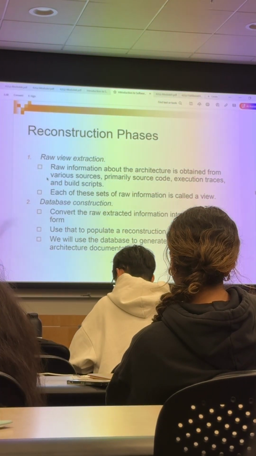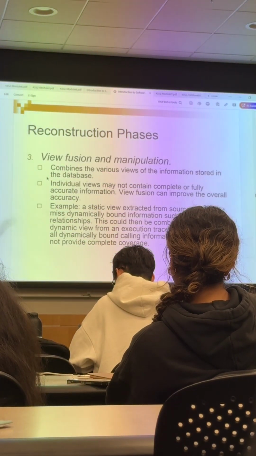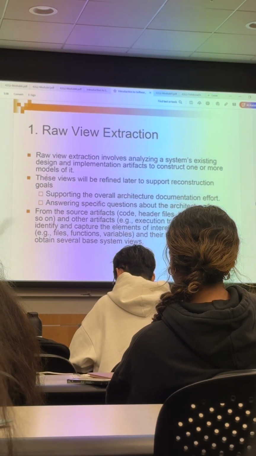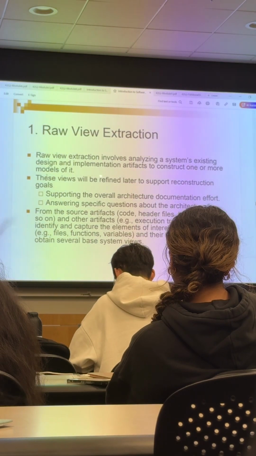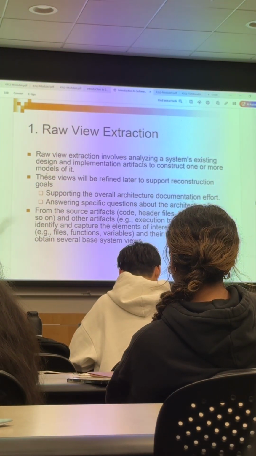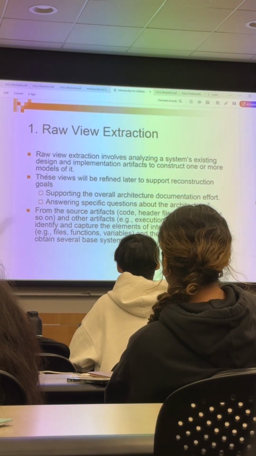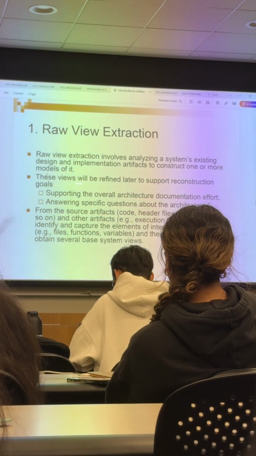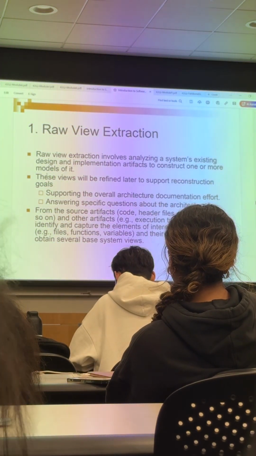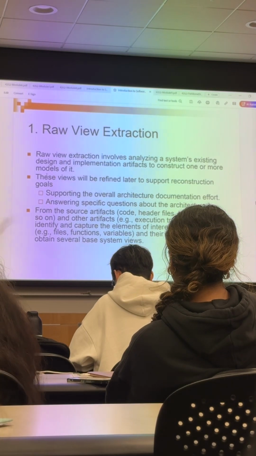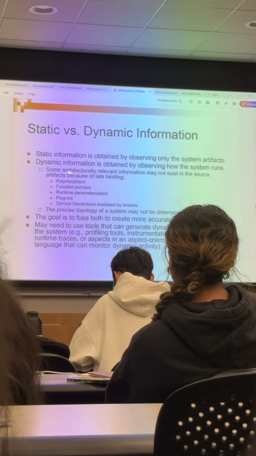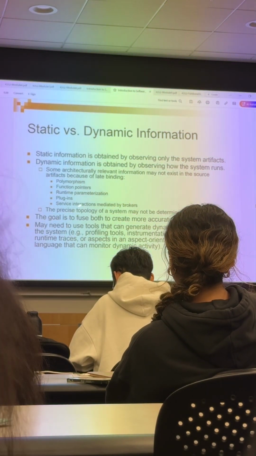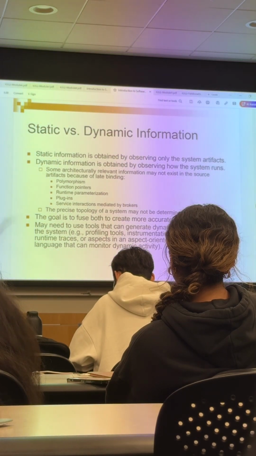Okay. The first one is raw view extraction. I'm going to go through this. So in raw view extraction, we are taking the artifacts that we have and then we're going to analyze them and we're going to come up with a set of facts. These set of facts will give us some kind of relationships between the various artifacts. Maybe you can come up with layering and so on. You come up with static information, you come up with dynamic information, and you get some idea about what these set of facts are.